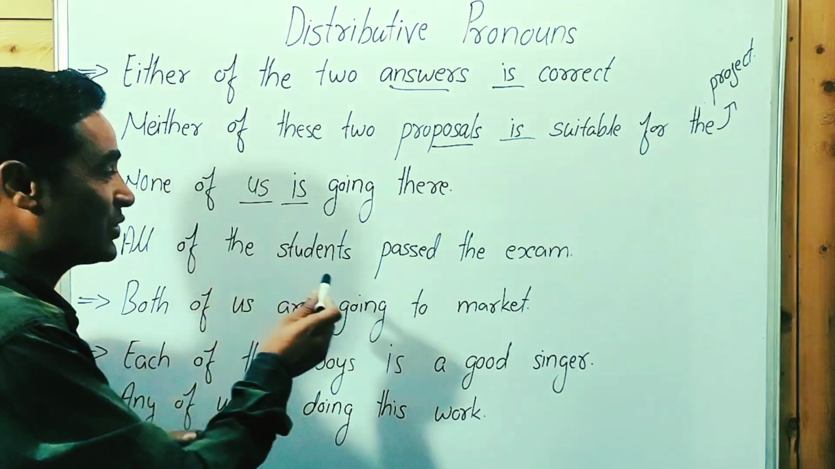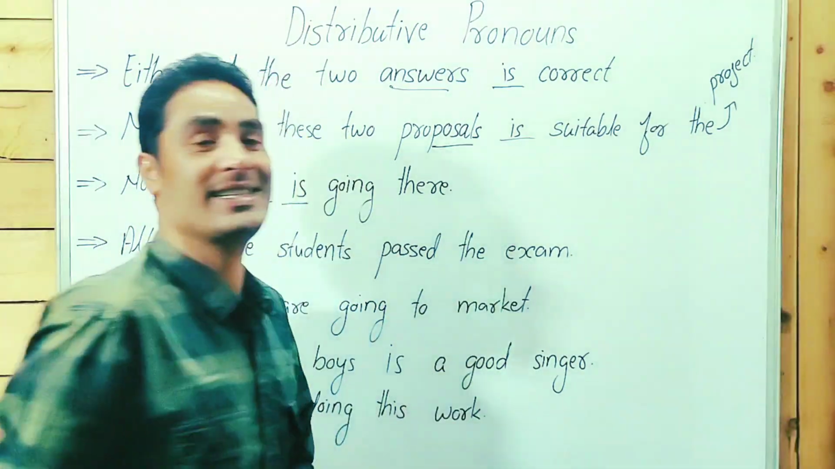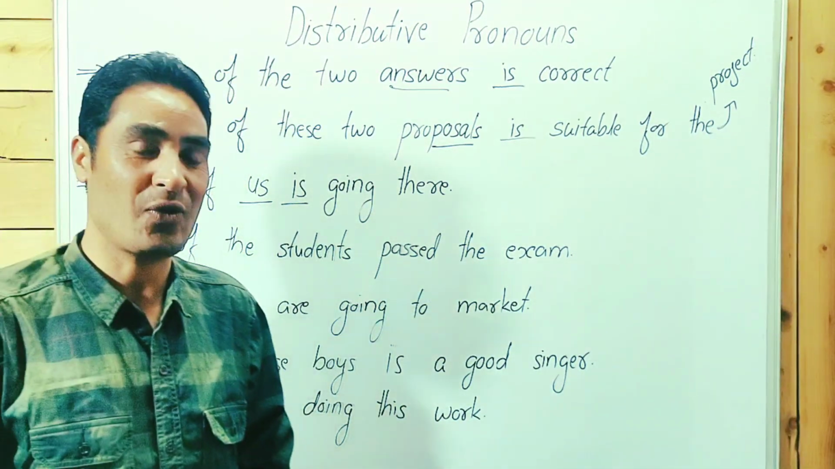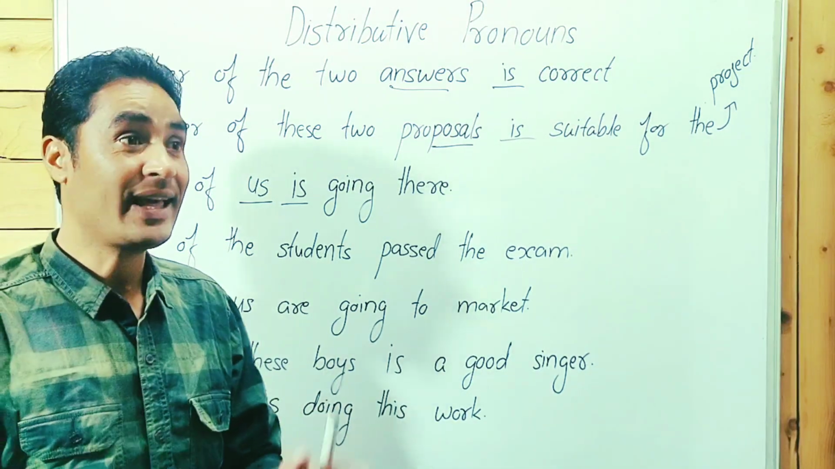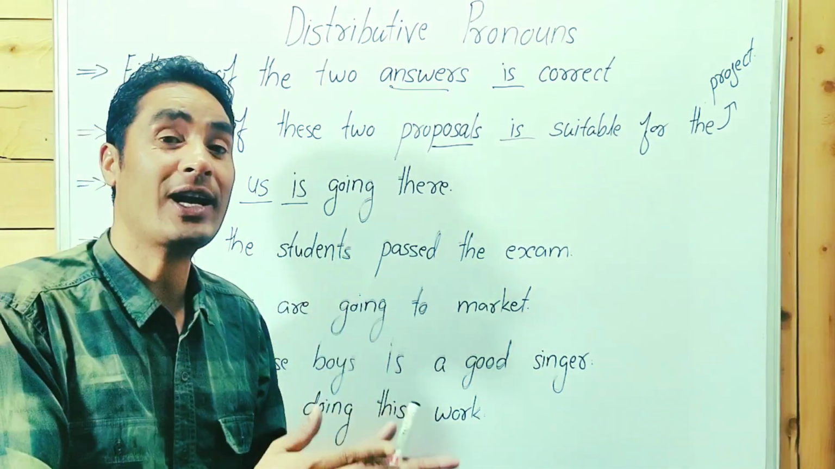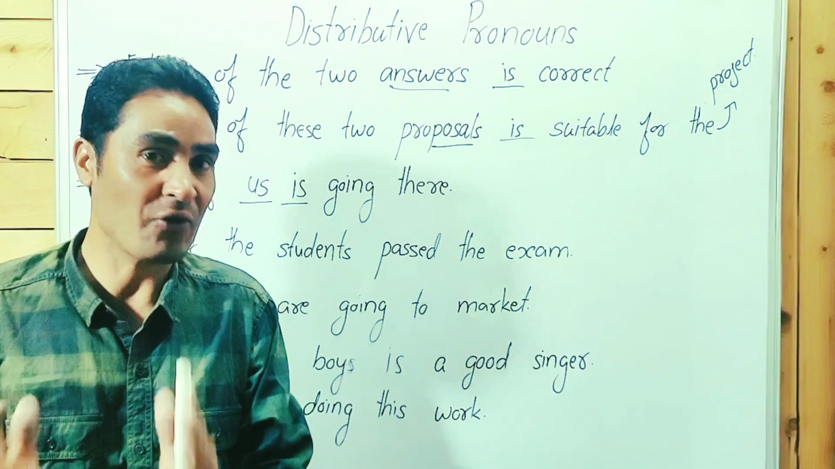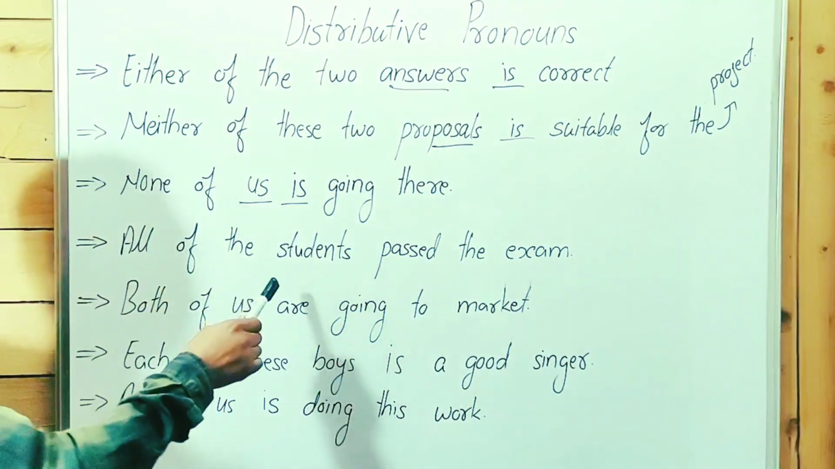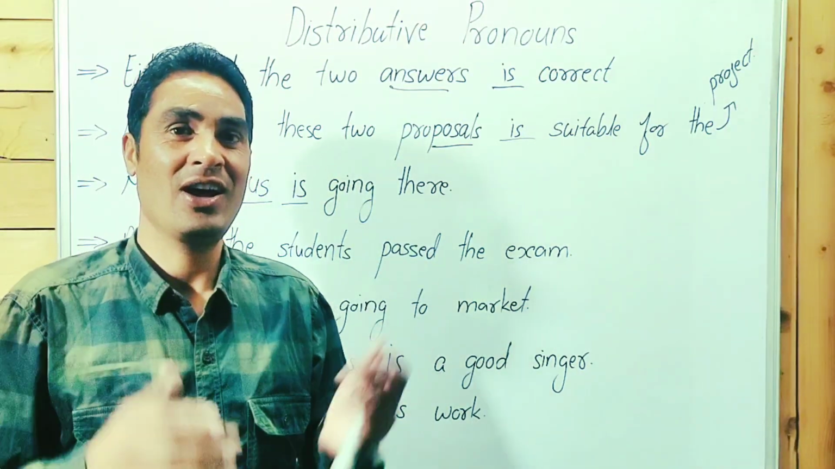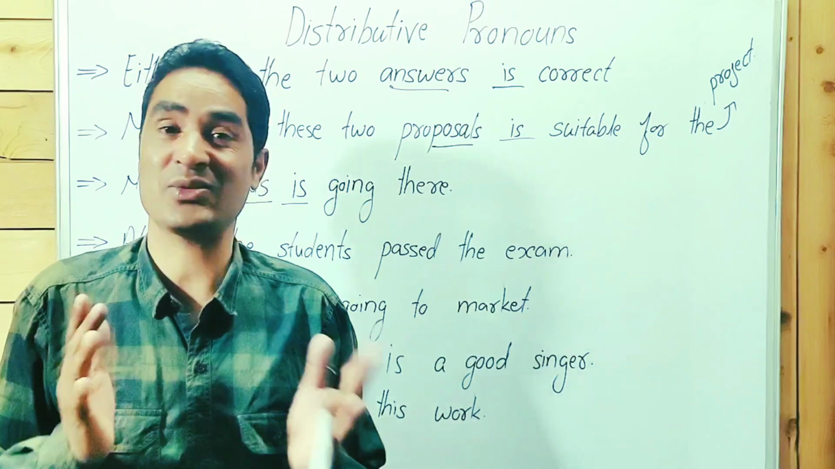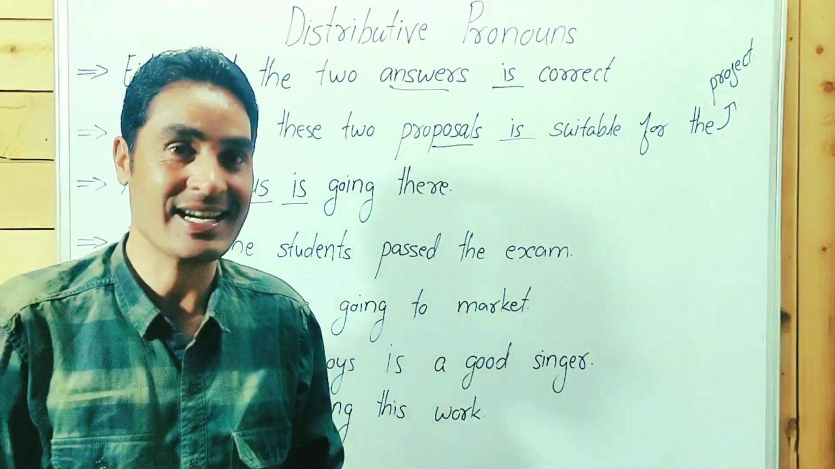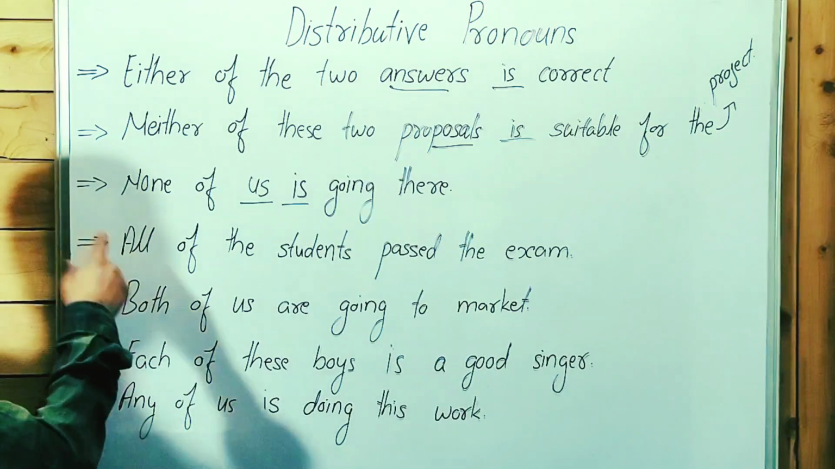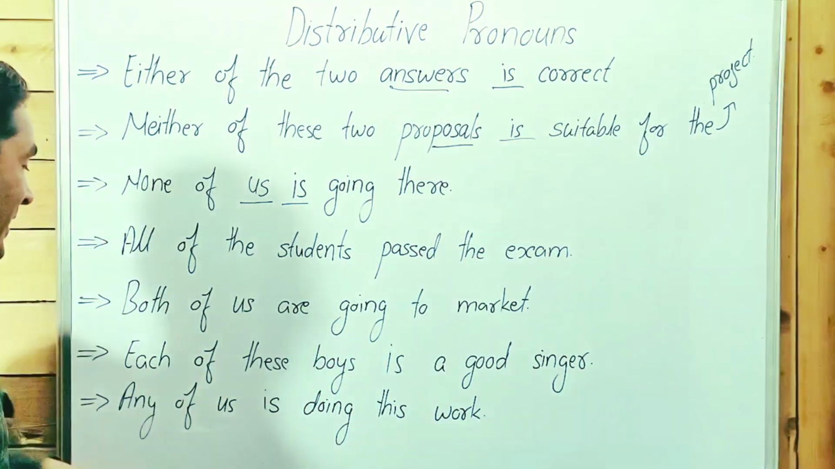All of the students passed the exam. All is used for many out of many. If there are 5 students, we are talking about 5 out of 5 students passing the exam. 100 out of 100 students passed the exam. All of the students passed the exam. All stands for many out of many.